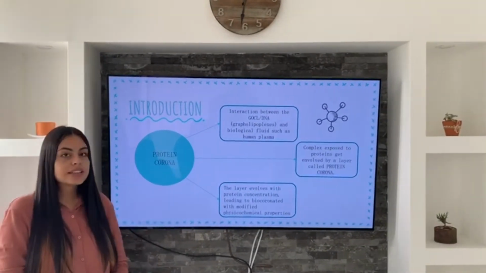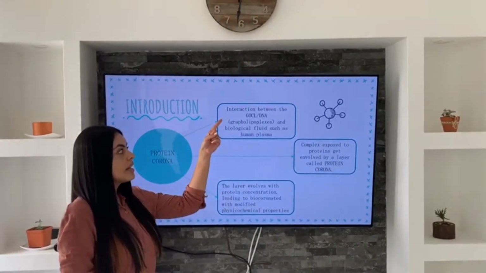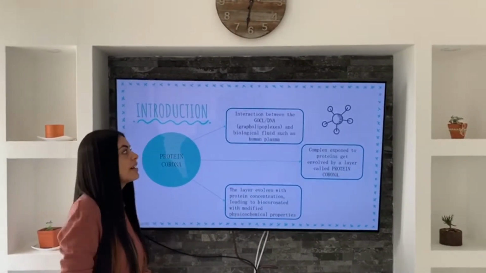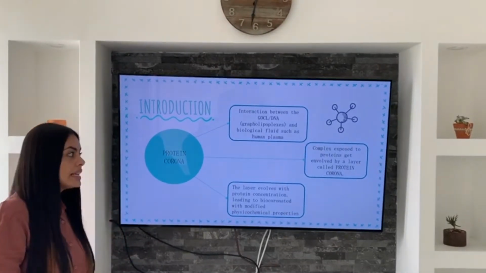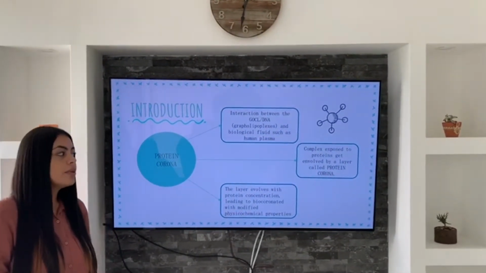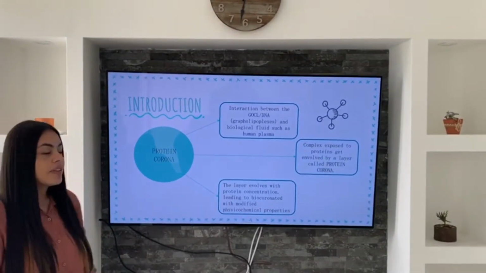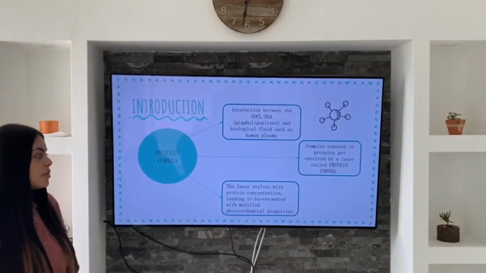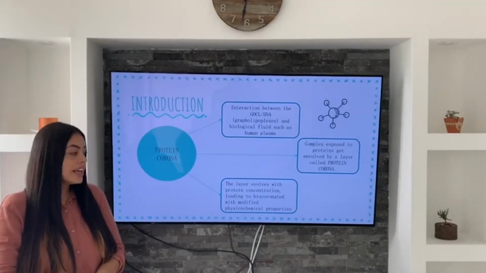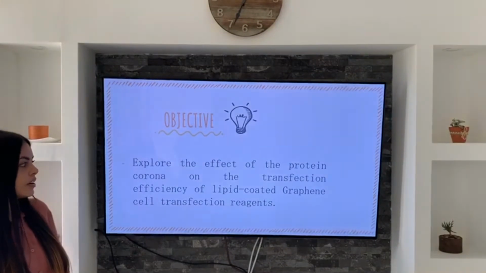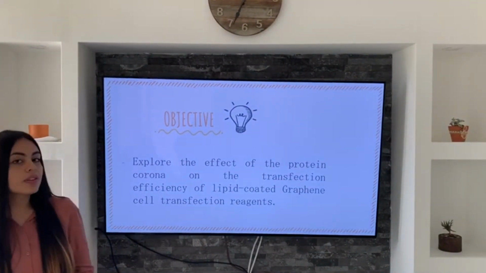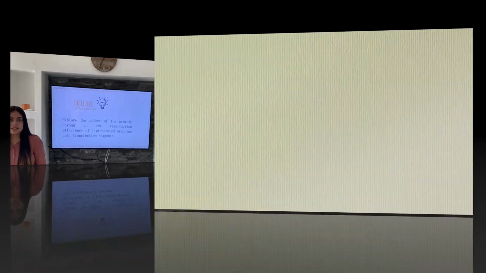The protein corona is the result of the interaction between the GOCL DNA complexes, called grapholipoplexes, and biological fluids such as human plasma. When the complex is exposed to proteins, it becomes enveloped by a layer called the protein corona. This layer, enriched with protein, leads to a biocorona with modified physicochemical properties. The objective of the article is to explore the effect of the protein corona on the transfection efficiency of lipid core-graphene oxide cell transfection reagents.